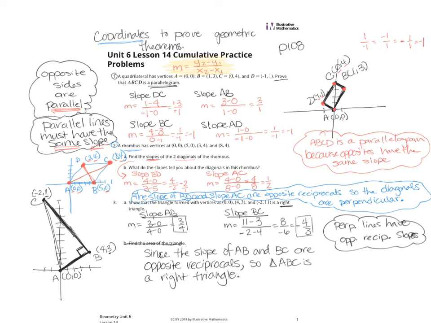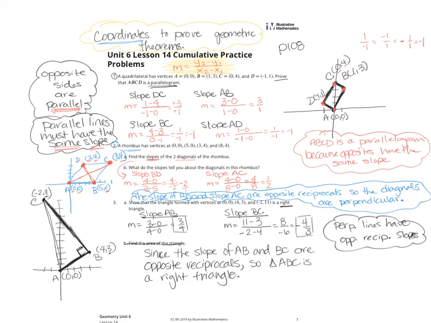I used it in number 1 to show that something was a parallelogram. I used it in number 2 to show that the diagonals were perpendicular. And finally, I used it in number 3 to show that a triangle is a right triangle. Again, going back to the top of my page, I used coordinates to prove geometric theorems, or I used coordinates to prove something geometric. So let's take a look at going back one page.